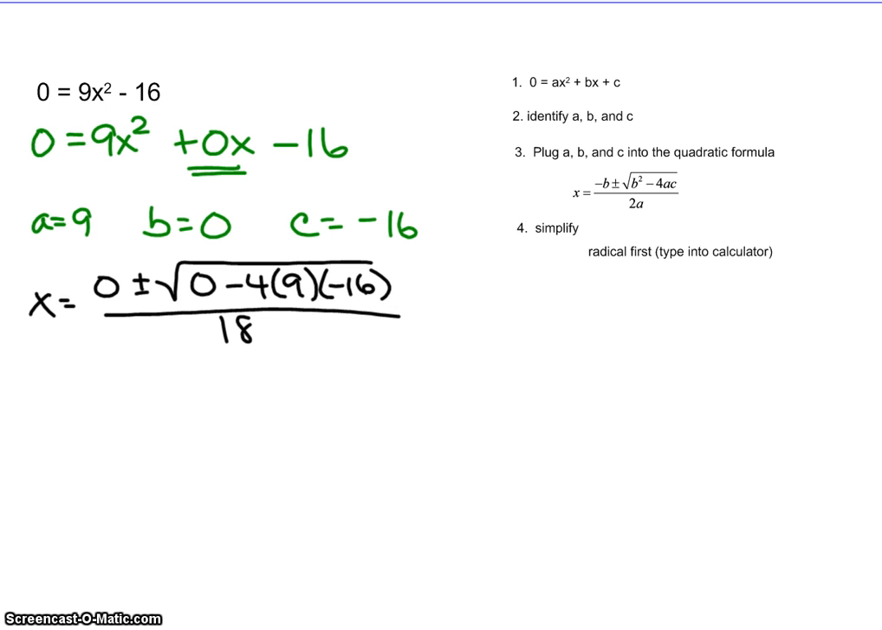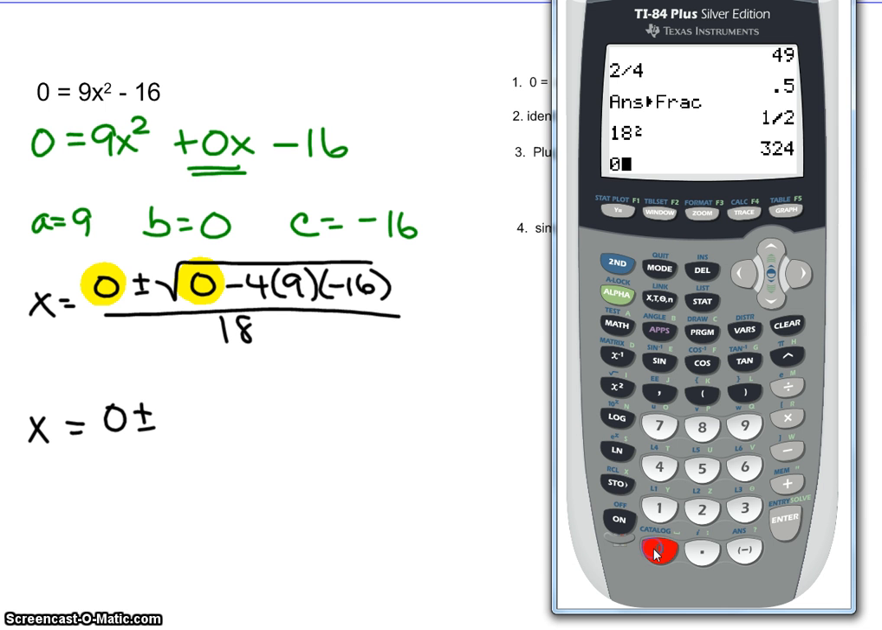All right, so this time something different is going to happen because what I'm seeing is my B is 0. So the opposite of 0 is still 0. 0 squared is 0. So the interesting thing that's going to happen is I'm going to have 0 plus or minus, and then again I'm going to go type in all that stuff. So 0 minus 4 times 9 times negative 16. It's going to give me 576.